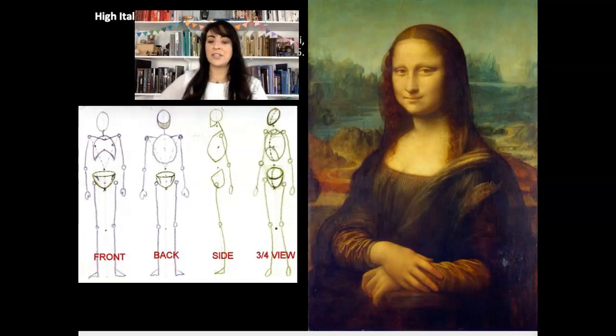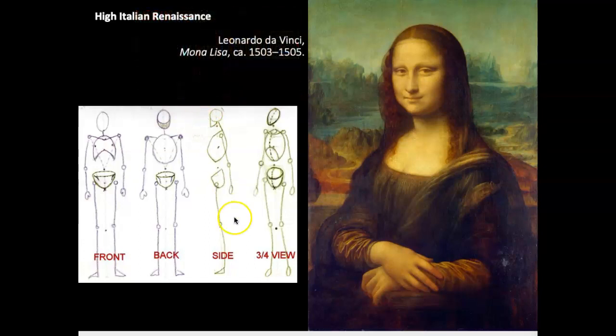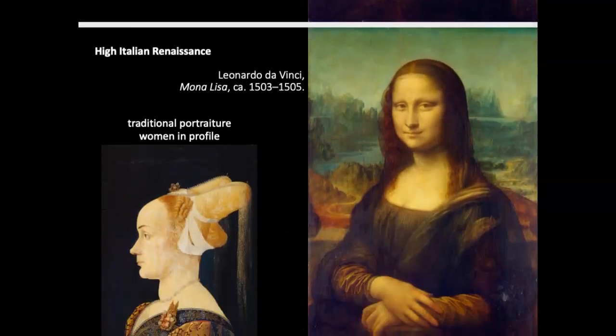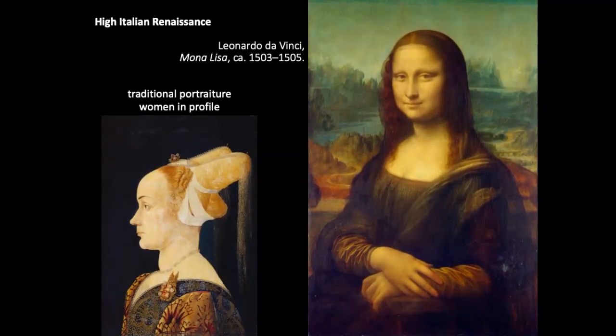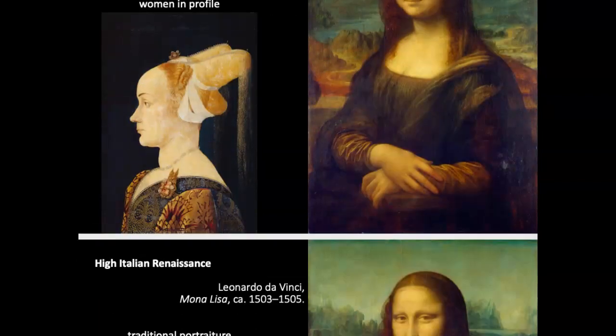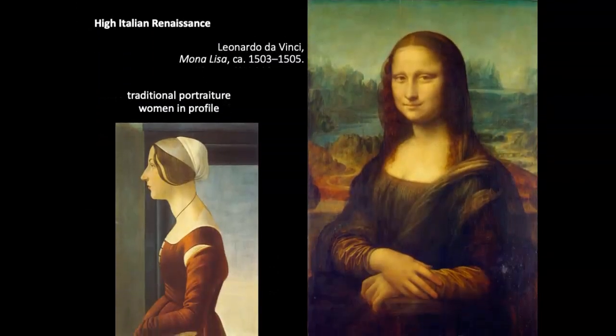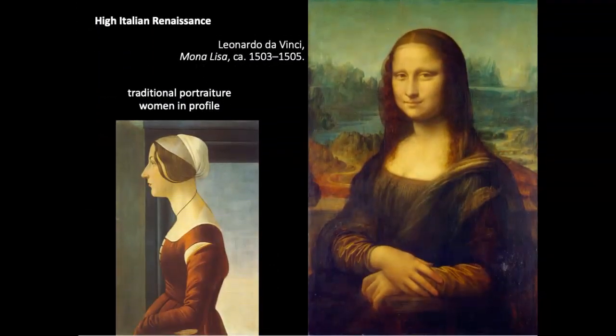I call your attention to this because it is uncharacteristic of female portraits during the Renaissance to be placed in a 3/4 view. This is the traditional portrait view of a woman in profile. And Leonardo has challenged this rule by placing a female in 3/4. 3/4 view is more often done for male subjects, not female subjects.